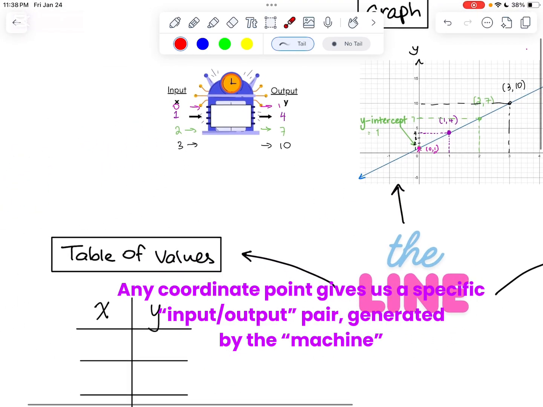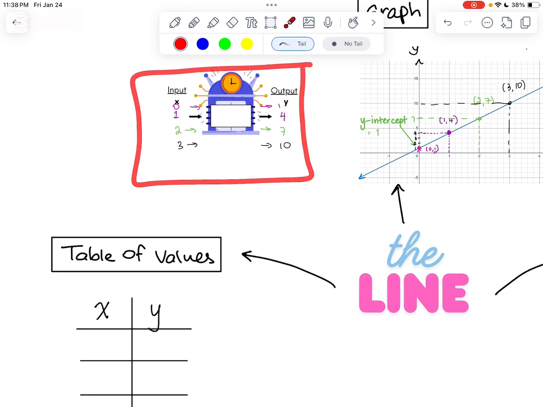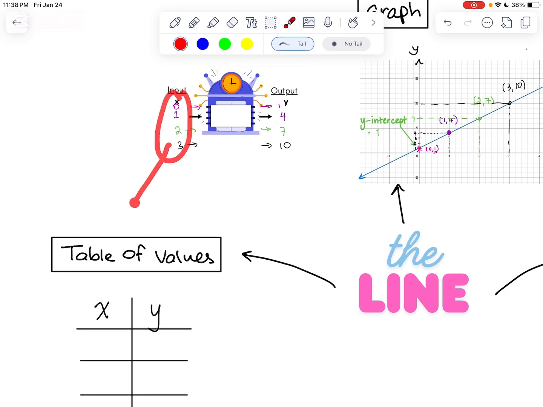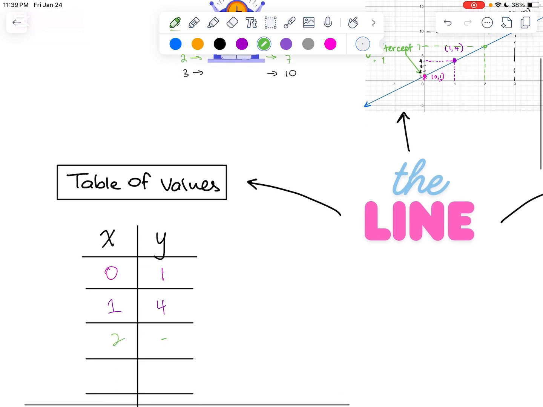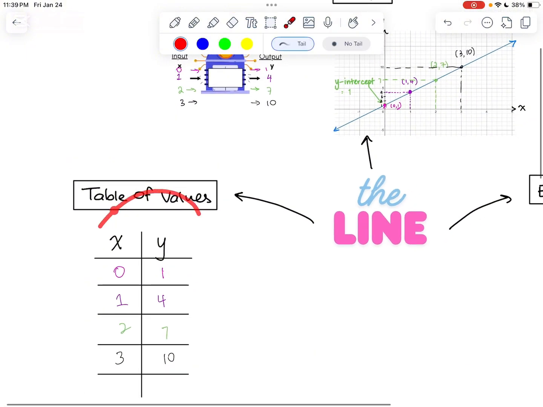Now we can take that a step further, and instead of displaying our information this way, I could put all this information in a table of values. So I'm going to go ahead and take our numbers from that machine picture and write them here. I'll color code it for you too. So we said when a 0 goes in, out comes a 1. And then we said when a 1 goes in, out comes a 4. Then we said when a 2 goes in, out comes a 7. And when a 3 goes in, out comes a 10. So that's how this table of values and this graph are related.